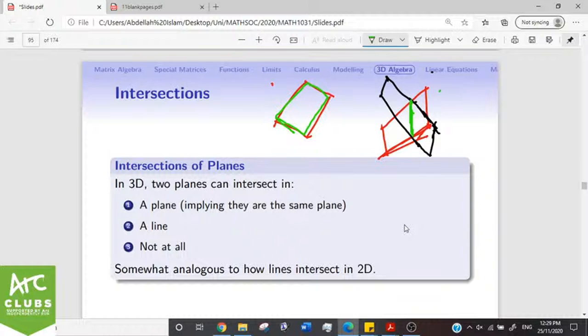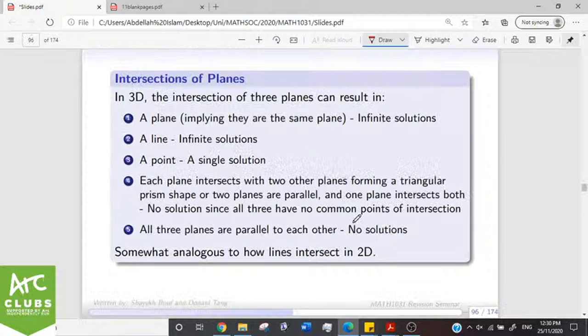Or they can not intersect at all. You can have a plane like this. You can have another plane like this, and they're never touching. Right, cool. So here's some more information about intersection of planes. Okay, I won't go into it too much.